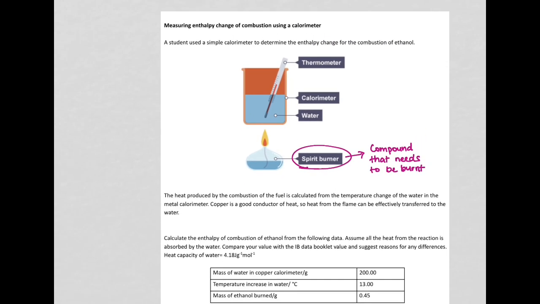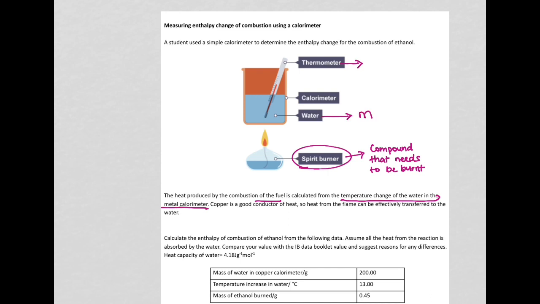So the heat produced by the combustion of the fuel is calculated from the temperature change of the water in the metal calorimeter. This container here is called the calorimeter. And in this, we're going to have water of a known volume, and we're going to have a thermometer to measure temperature change. If this reminds you of something, the thermometer will allow you to find delta T. Water, you can get the volume of water. So from this, you can get mass of water.